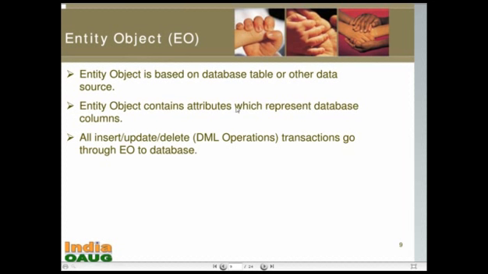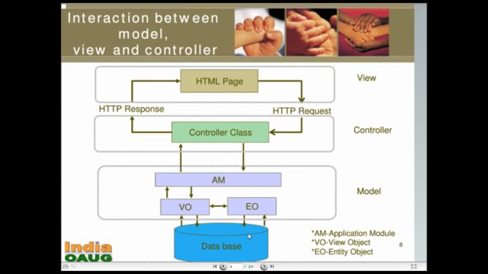Entity object contains attributes which represent database columns, nothing but columns. All insert, update, delete, nothing but all your DML operations, transactions go through your entity object to the database. So whenever you are developing data entry form, then you have to go for entity object. After creating the entity object, you must create a view object for that. Otherwise, you cannot attach the entity object to the AM directly.